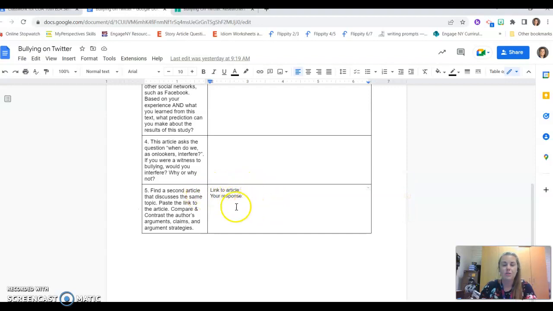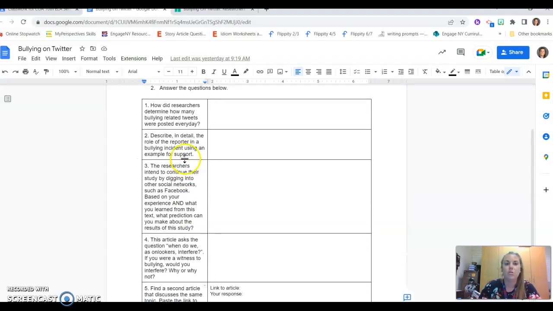And then where it says your response, that's where you'll respond to this question here. Compare and contrast the author's arguments, claims, and argument strategies. So pay attention to what points the authors are making. Are they different? Are they the same? Maybe do those authors have the same bias? Do they have the same purpose for writing their articles? Just kind of compare and contrast the stance that the authors are taking on those articles.